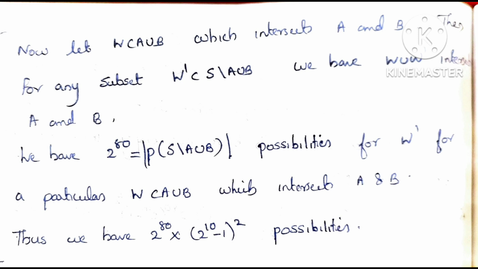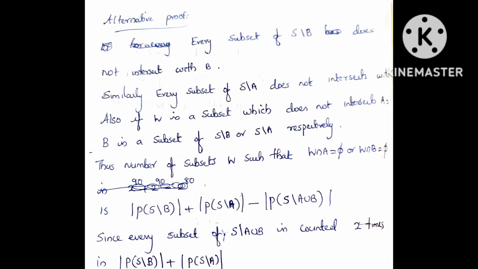If Y is a subset of S which intersects both A and B, then Y can be written as W union W dash, such that W is a subset of A union B and W dash is a subset of S minus A union B. Then it is counted in these 2 raised to 80 into 2 raised to 10 minus 1 whole square possibilities. So the answer is 2 raised to 80 into 2 raised to 10 minus 1 whole square. This is one way of solving this problem.